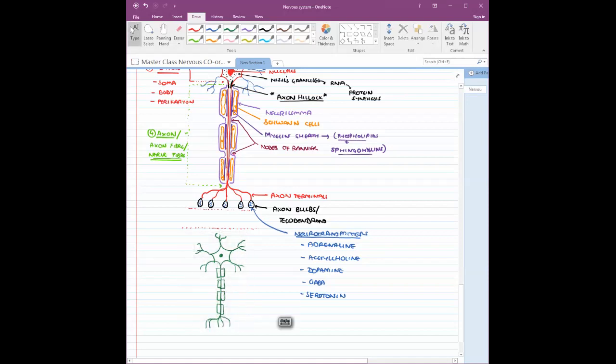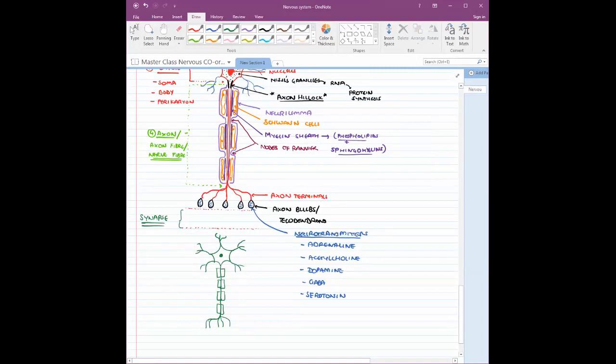So guys, in between two consecutive neurons, there is going to be a space. And what is this space called, guys? This space is known as synapse. This space is known as synapse. So let me just tell you what happens, guys.